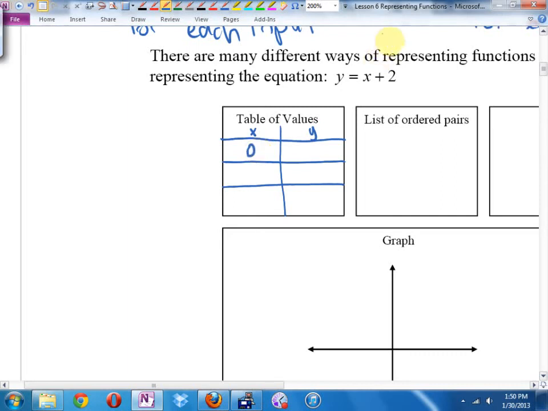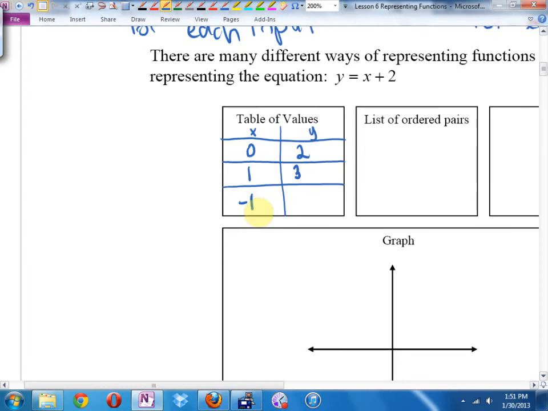Put a 0 right there. What does the right-hand side work out to? What is 0 plus 2? 2. So you're saying y must be 2? Yes. Then my next one I try is 1. That gives 3. And then the next ones I try are -1, 0, and 1.